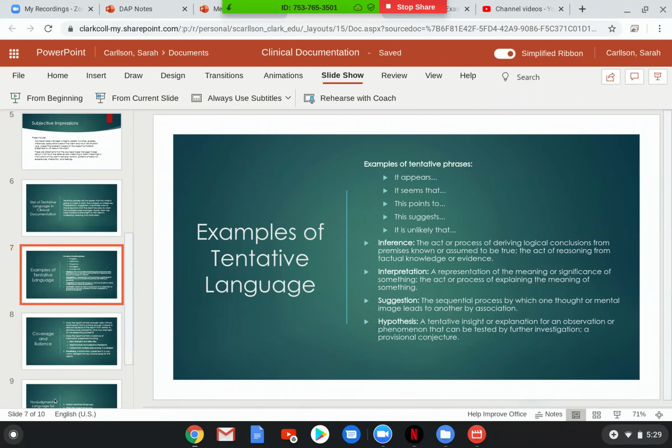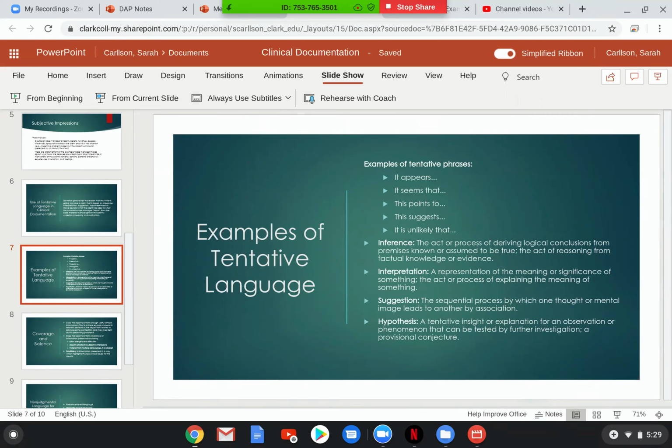So for example, some examples of how tentative phrases begin: it appears, it seems that, this points to, this suggests, or it's unlikely that. So just some other examples here. So an inference is the act or process of deriving logical conclusions from premises known or assumed to be true. So again, professional opinion based on our experiences.